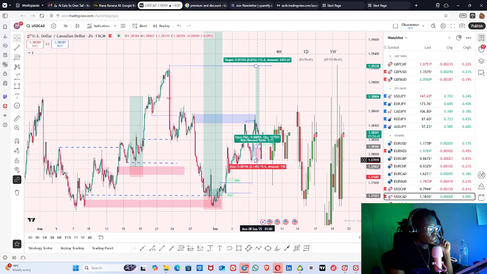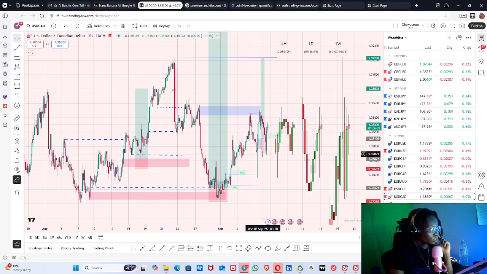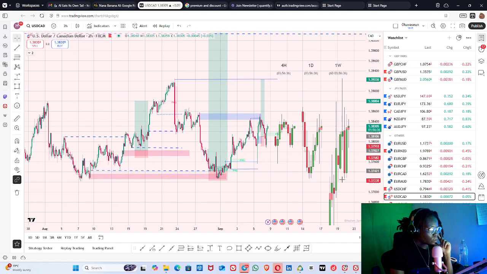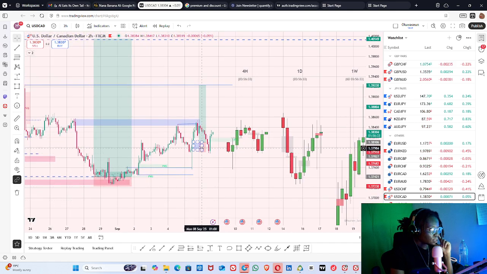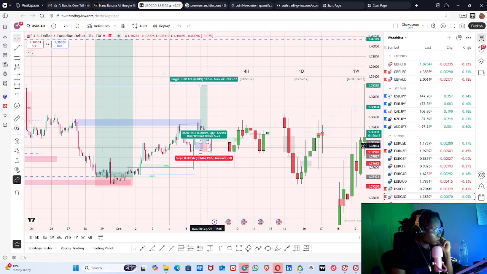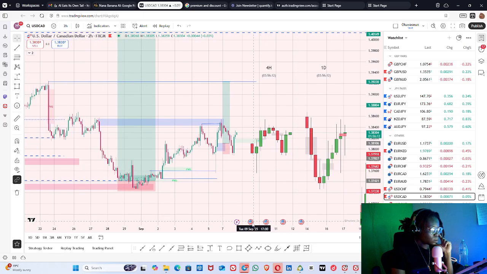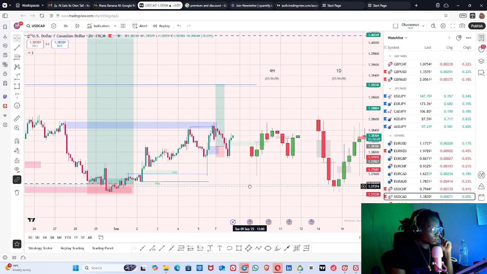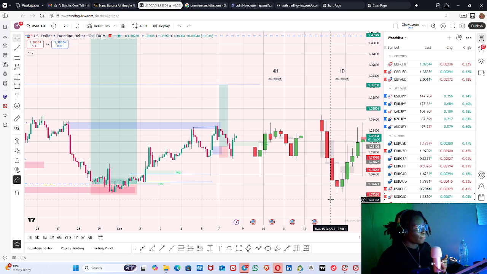And I was actually trying to get another entry from here, though I haven't actually entered. I guess I didn't set a lot. If I had, I would have been notified when price was crossing that area. I was trying to get another entry from here and then buy with SL and TP at that area. That would have been like 100 pips. But entering right here would be extremely risky.